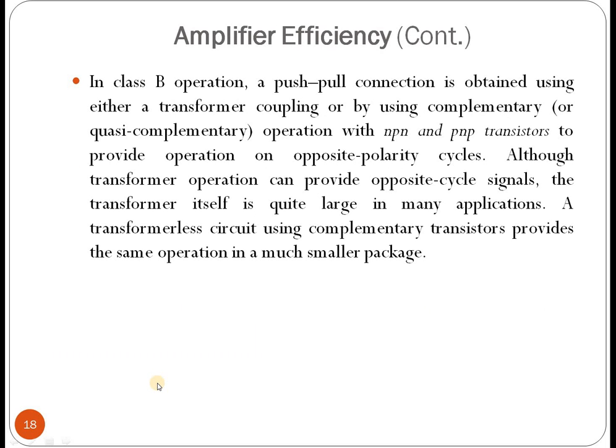In class B operation, a push-pull connection is also possible, and for that we can use transformer coupling or complementary operation with NPN and PNP transistors. It is possible to couple the NPN and PNP transistors to provide operation on opposite polarity cycles. Though the transformer can provide opposite cycle signals, the transformer itself is quite large, so the transformerless circuit with complementary transistors provides the same operation in a much smaller package.